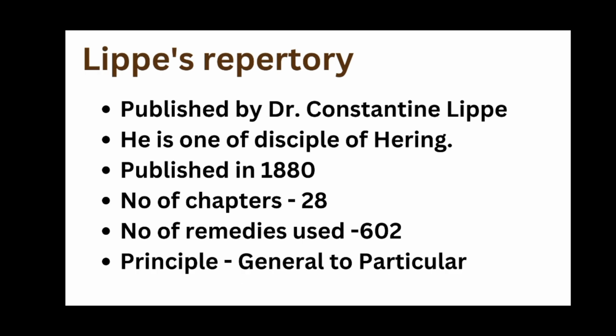Next repertory is Lippe's repertory. It is published by Dr. Constantine Lippe. He is one of the disciples of Hering. Lippe's repertory was published in 1880. The number of chapters are 28. Number of remedies used are 602. The main principle of this Lippe's repertory is general to particular.